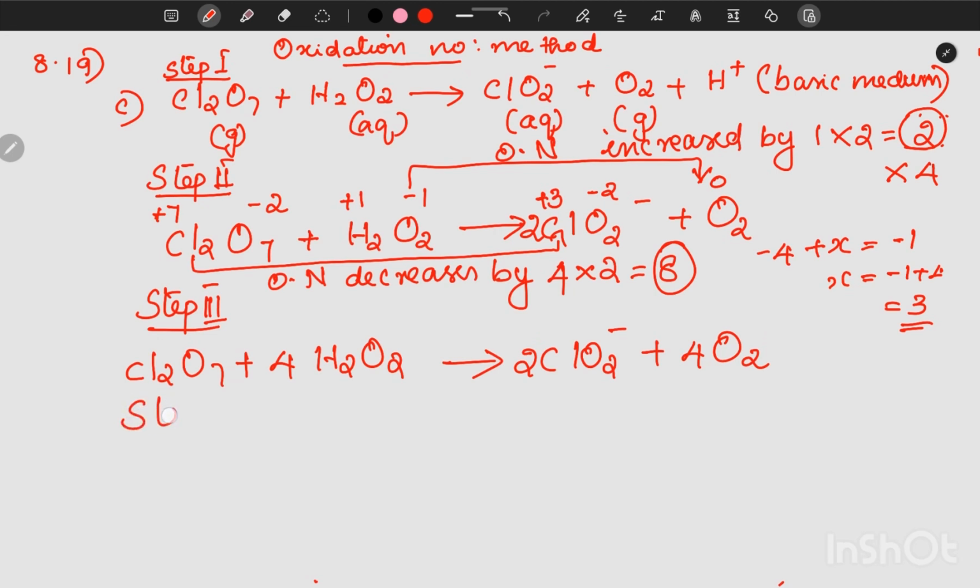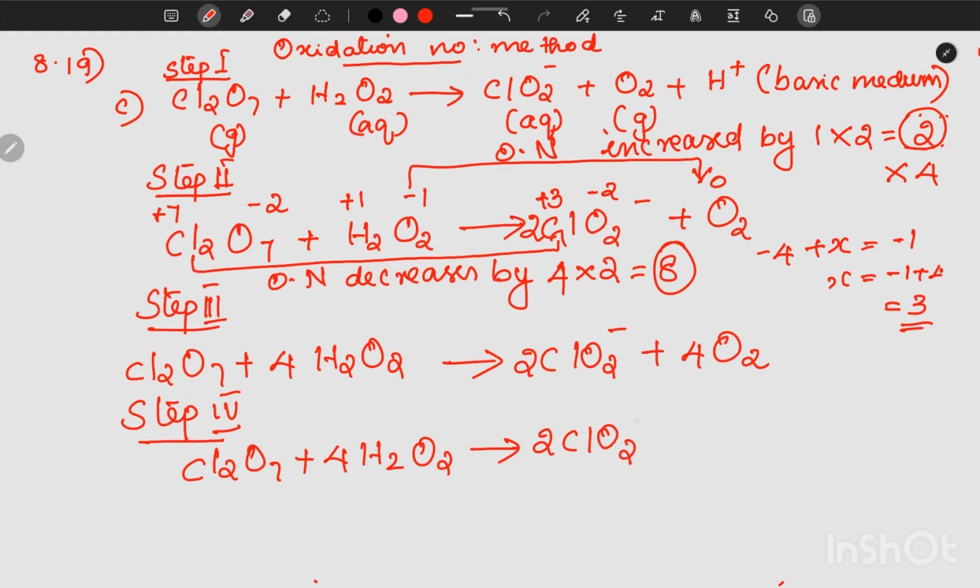Now let us balance oxygen atoms on both sides. On the left hand side we can see 8 plus 7, 15 oxygen atoms. But on the right hand side we have 8 plus 4, 12 oxygen atoms. So 3 oxygen atoms less on the right hand side. For balancing oxygen atoms, we can add water molecules on the right hand side. So let us add 3 water molecules on the right hand side. 2ClO2 minus plus 4O2 plus 3 water molecules. Now the oxygen atoms are balanced.